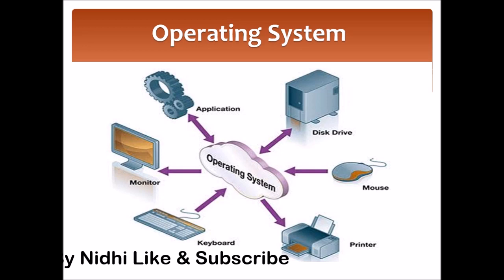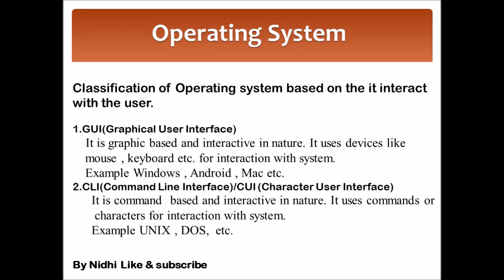So functions of operating systems include process management, memory management, device management, file management, error detection and security, and job scheduling or program scheduling. So this operating system is classified on the basis of how it interacts with the user into two parts. One is GUI based, that is graphical user interface, the interface which is having icons, images and other multimedia. It is graphic based and interactive in nature. It uses devices like mouse, keyboard, etc. for interaction with the system.